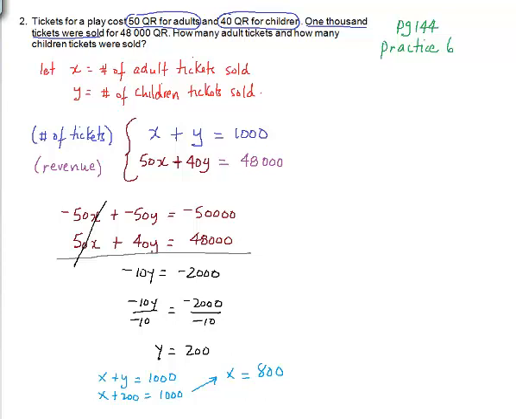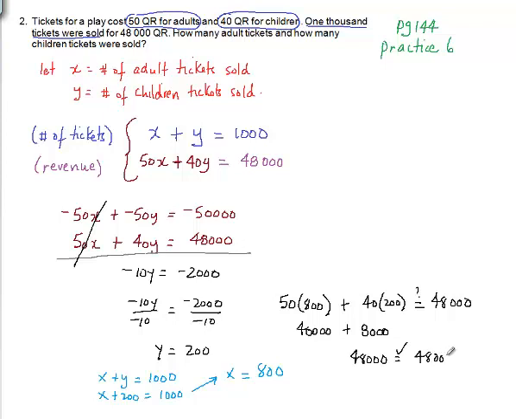I'm going to double check the revenue equation just to make sure. So I'll take 50 reals multiplied by 800 adult tickets, plus there was 40 reals for the 200 children tickets. Now that should add up to the total revenue of 48,000. So let's see if that works. 50 times 800, that's 40,000. 40 times 200, that's 8,000. So indeed, look, 48,000 does add up to 48,000. So your answer is 800 adult tickets.